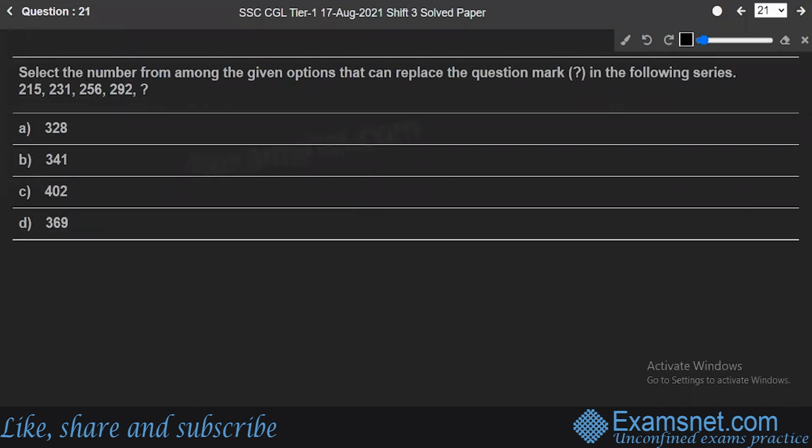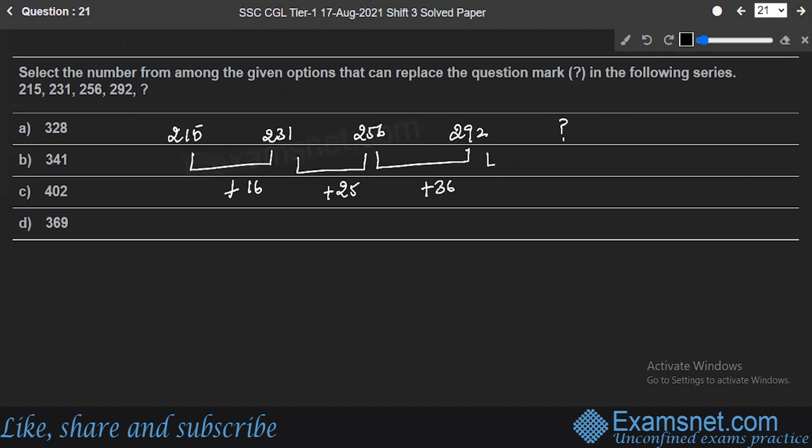This question says select the number from the given options that can replace the question mark. So you have to find out what will come at the place of the question mark. Let's write down the numbers. Here is the first one, 215. Then you have 231, 256, 292, and then a question mark. From 215 to 231, you are adding 16. 231 to 256, you are adding 25. 256 to 292, you are adding 36. And I need to know what will be added at this place.